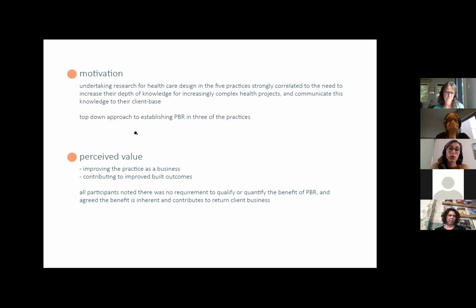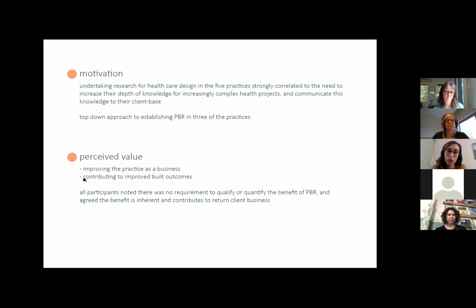They also noted that 3 of the practices said that it was really a top-down approach to establishing PBR in their practices. And I think that aligns closely with what Alex was talking about a couple of months ago, in having that support from management to undertake research. Another area of the results was the perceived value. That aligned quite closely with what I found in the literature review, but there was also a focus on improving the practice as a business.